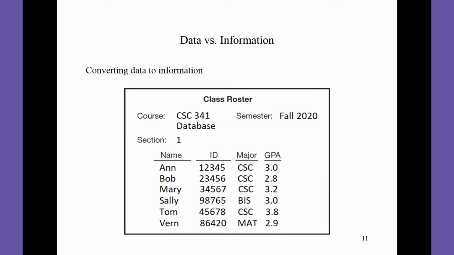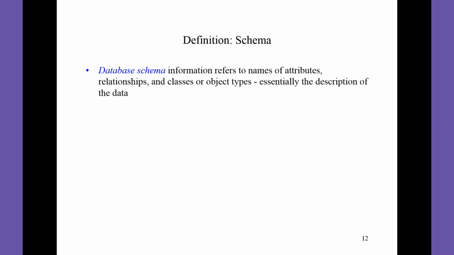Thus, we've gone from just raw data to some type of useful information by organizing the data. We have a course, CSC 341, which has a name. We have a scheduled offering or class, Section 1, offered during the fall semester of 2020. We have student data. The different entities are related. This is the idea of a database. It's important to distinguish between the description of the database and the database itself. The description of a database is called the database schema.